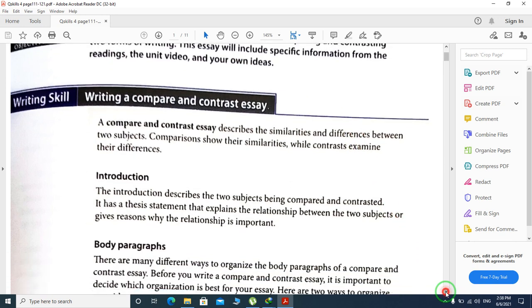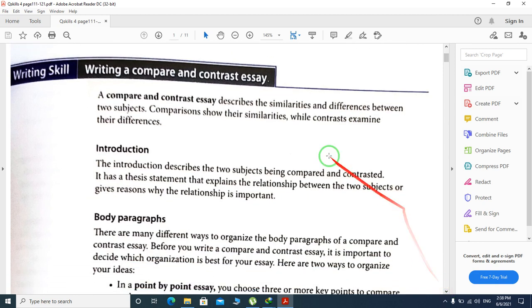This essay will include specific information from the readings, the unit video, and your own ideas. Before going to write a compare and contrast essay, let's discuss what a compare and contrast essay is, how it is organized, and how it is written. A compare and contrast essay describes the similarities and differences between two subjects. That's the purpose of a compare and contrast essay. When you are comparing and contrasting two things, two people, or two places, you will have to write a compare and contrast essay. Comparisons show their similarities, while contrasts examine their differences.